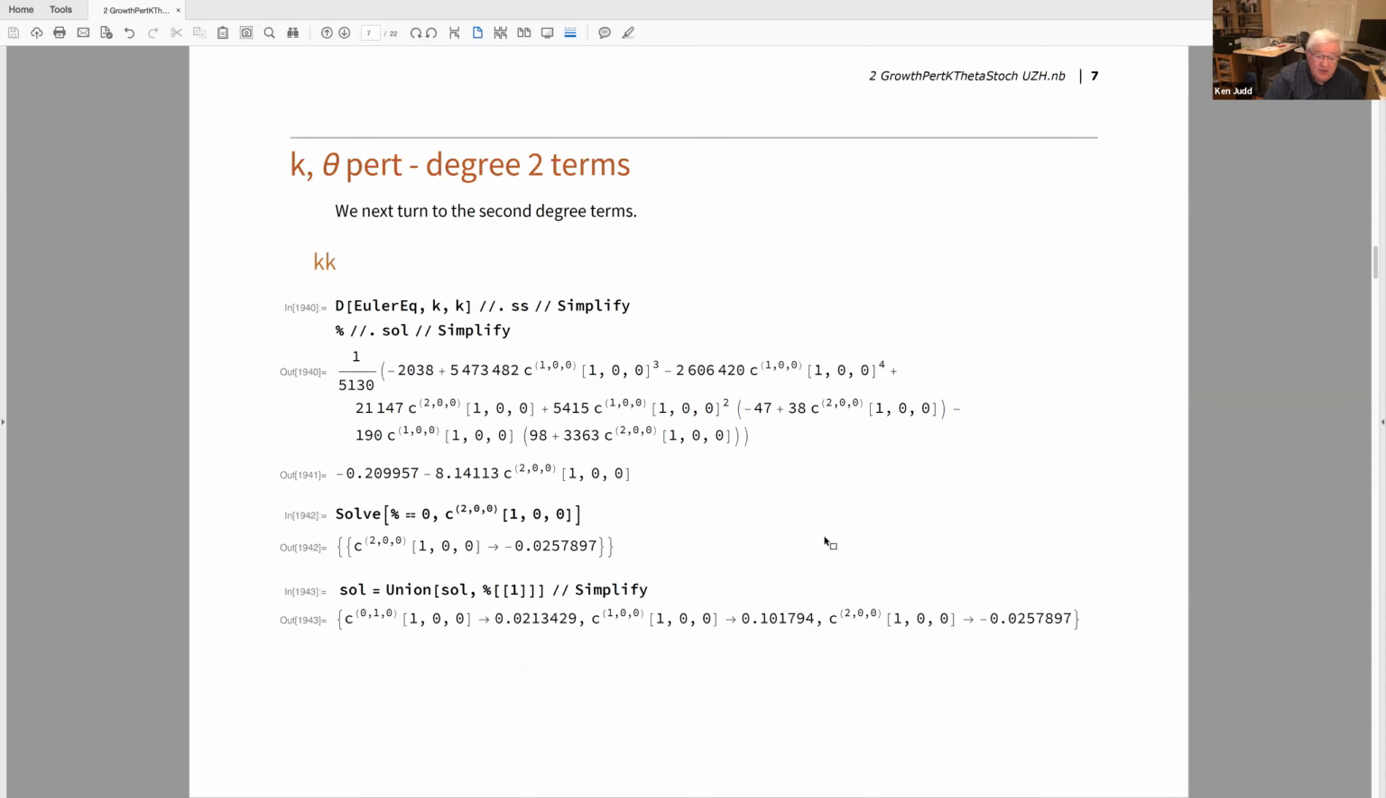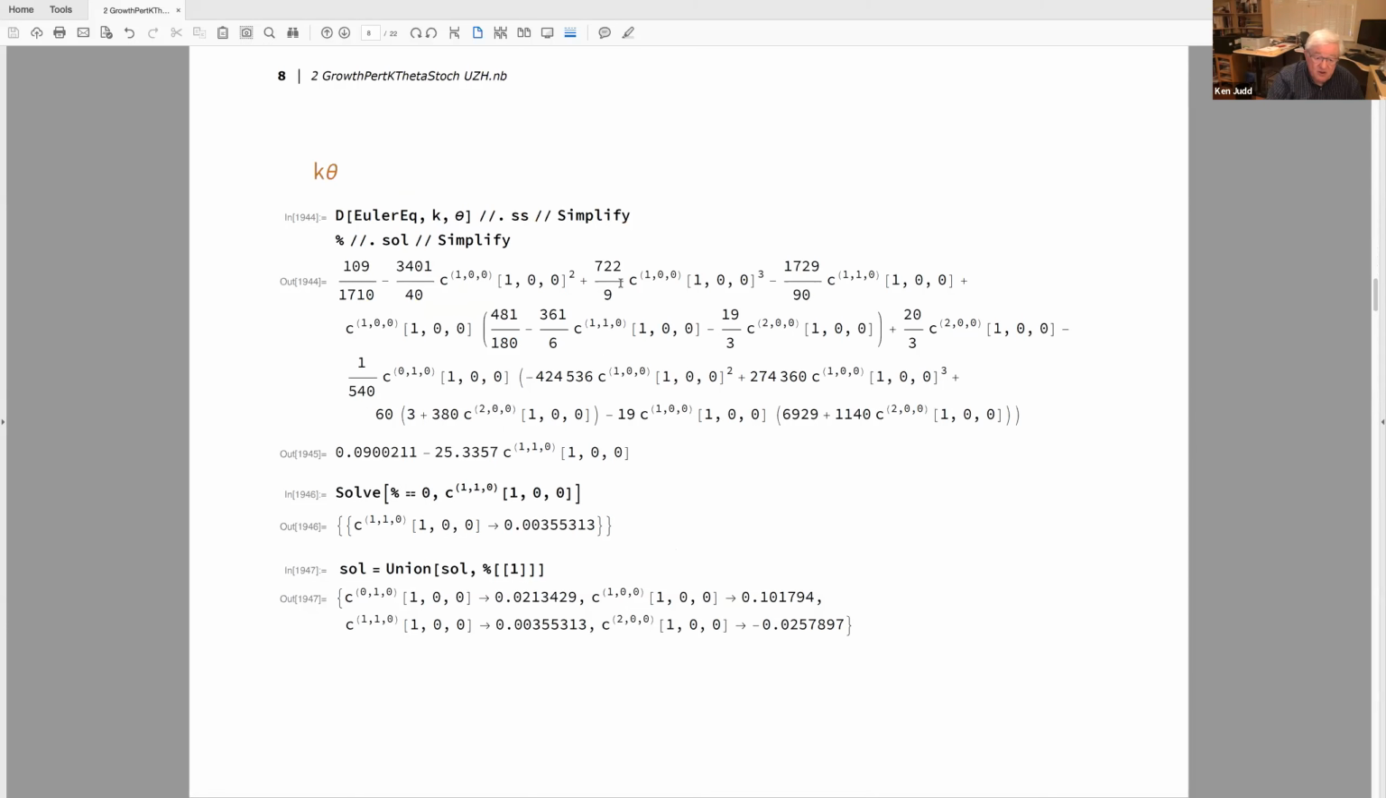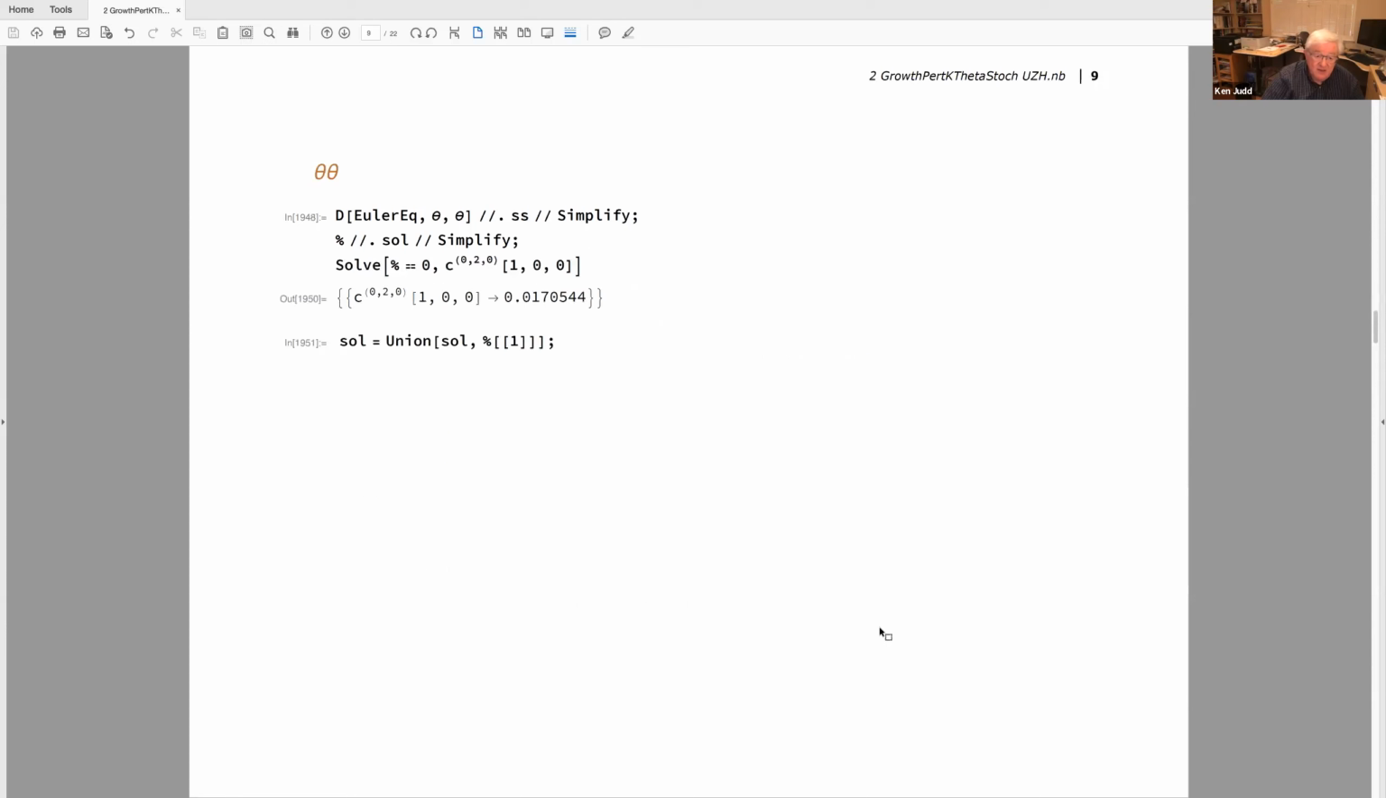So now we do K and theta to second order. So here's the second derivative with respect to K. We solve that out. This is the cross partial. Take the Euler equation derivative with respect to K and theta. Steady state, simplify it, and now we find out what the cross partial is. And now here's your sum total number of solutions. Here's the second partial with respect to theta.